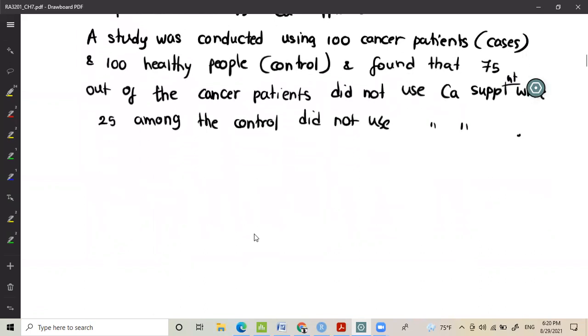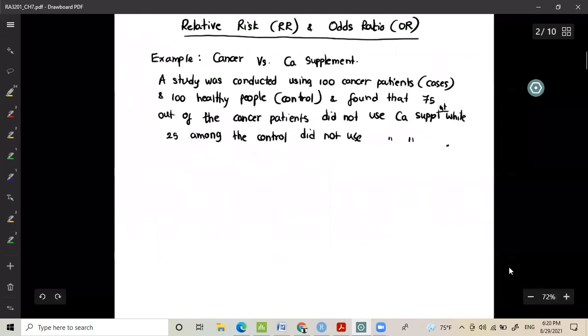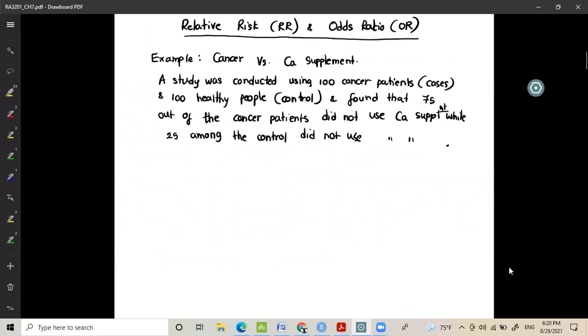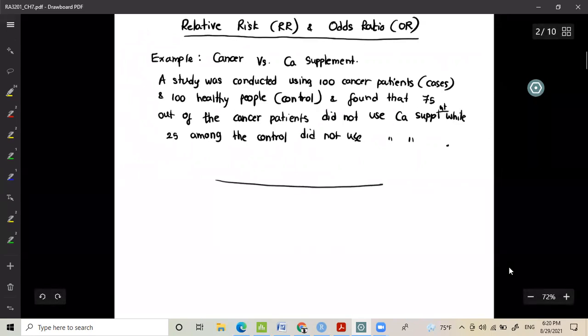Now we'll try to include this in a small table. Okay, you are very familiar with these tables now. Right, so I'll prepare the small table.